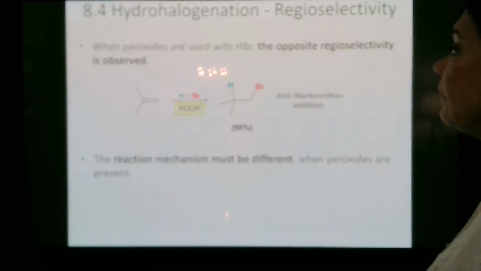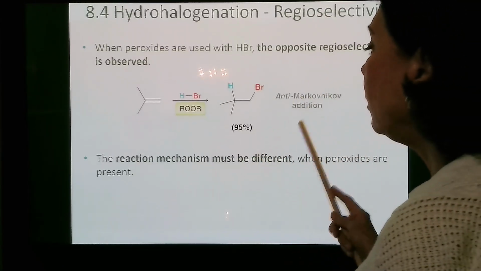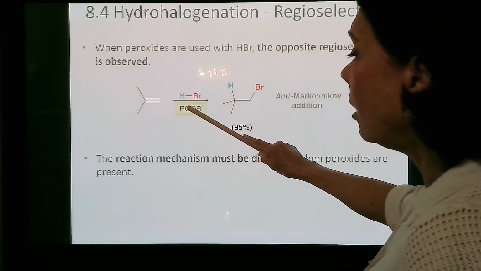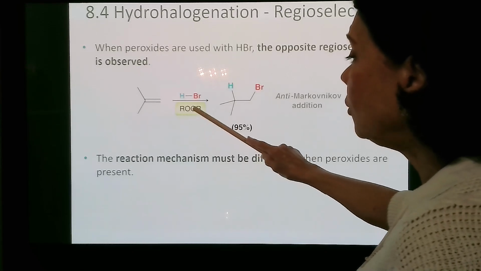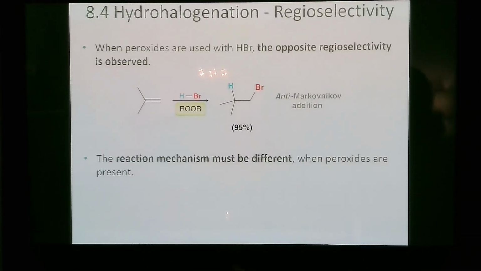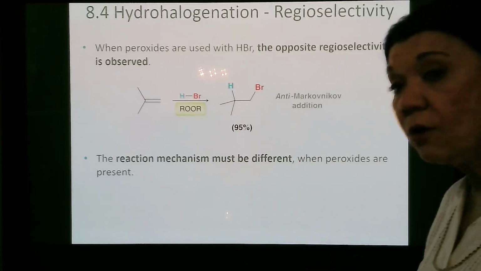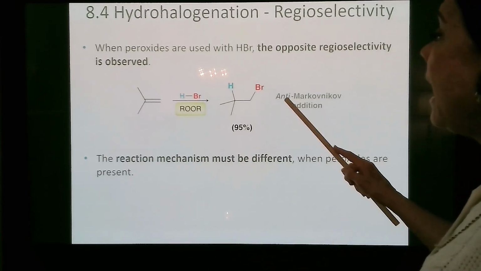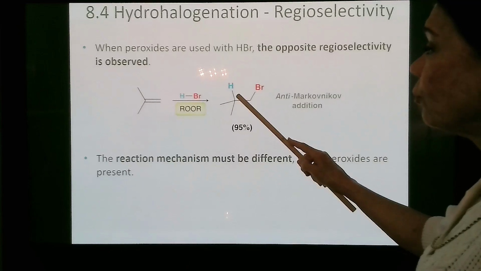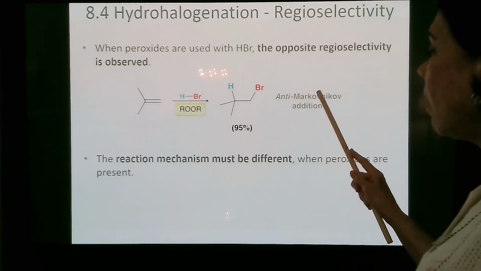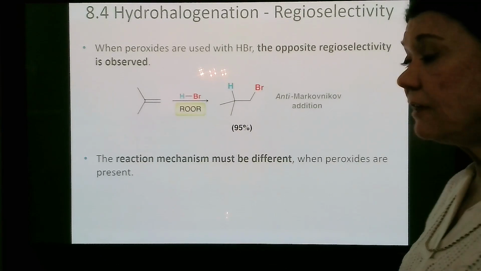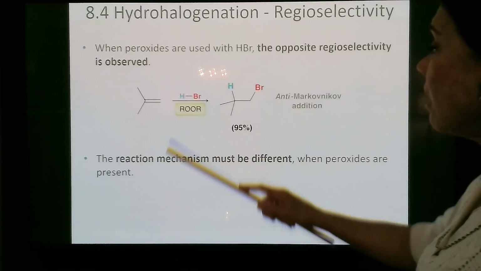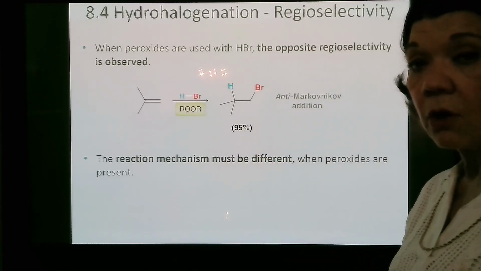So now this is giving you a little preview. We're not going to discuss this much at all, except whenever you have peroxides, RO-OR, two oxygens bonded together, that's a peroxide. When you have the presence of that, you get an entirely different mechanism. I'm not going to go into the mechanism now, but you will get the opposite regiochemistry, and that's called anti-Markovnikov addition. What you just saw in the previous transparency is Markovnikov addition. If you have peroxides, it gives you the opposite, anti-Markovnikov addition.